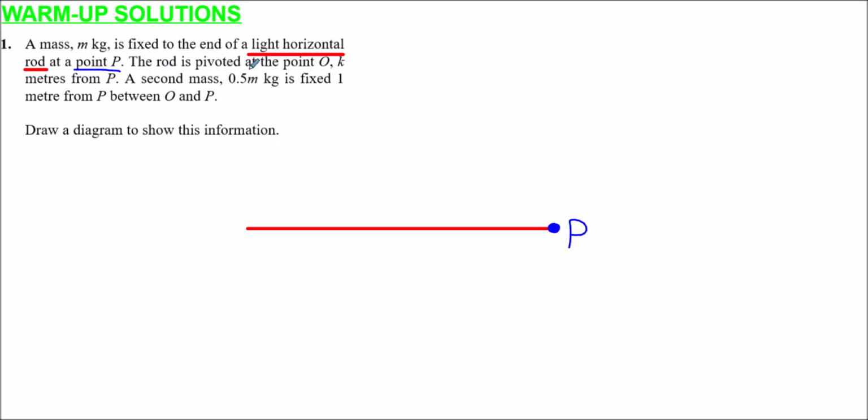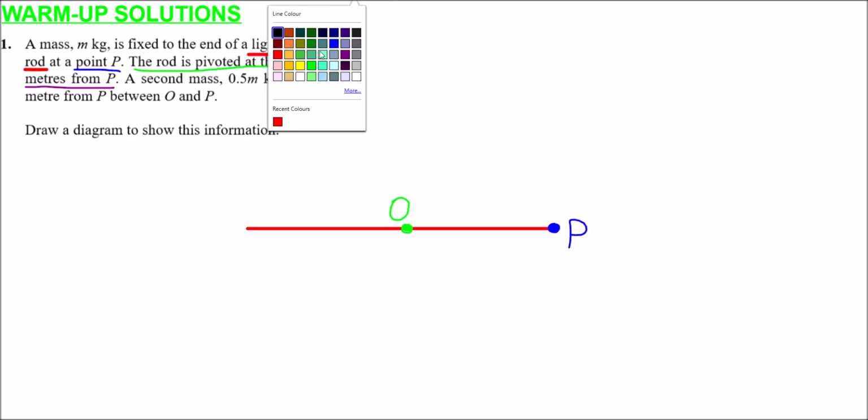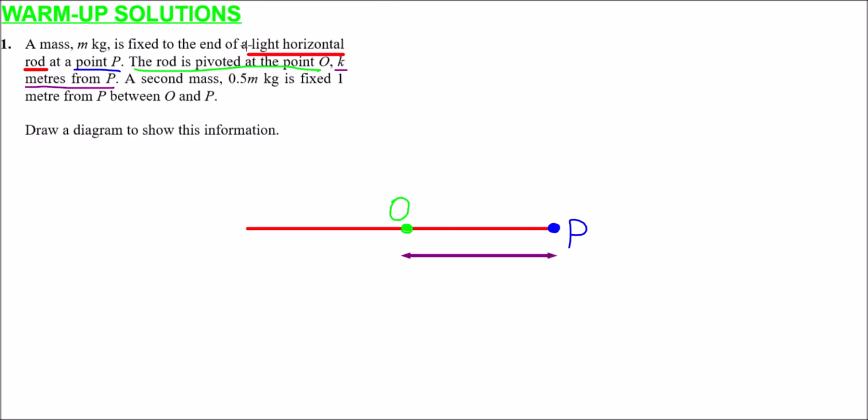The rod is pivoted at the point O, k meters from P. So let's add in this bit of information: pivoted at O. O will probably be somewhere about halfway along. I'm going to say that's O. And also, we're told that it's k meters from P. So again, let's add this in, k meters away from P. We can add in a straight line just to illustrate that it's that distance from P. Okay, so that's k.